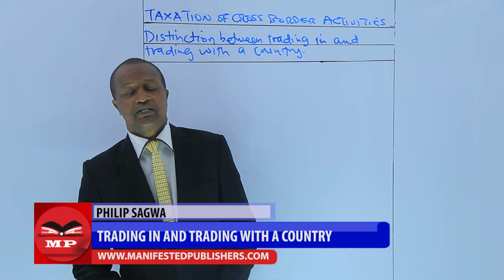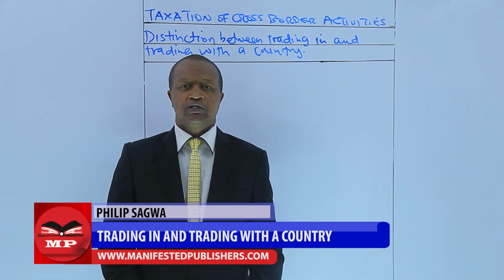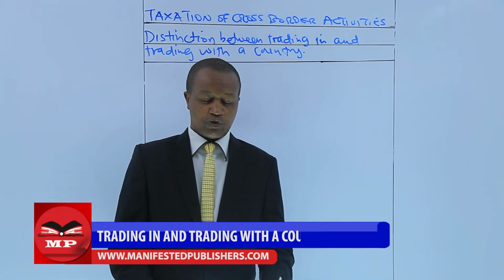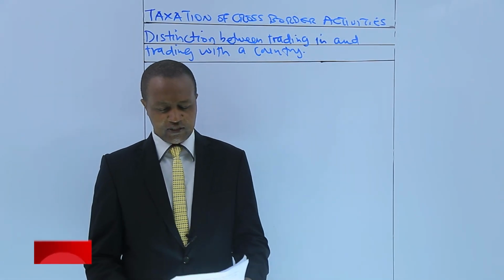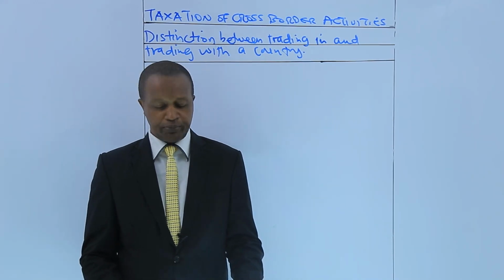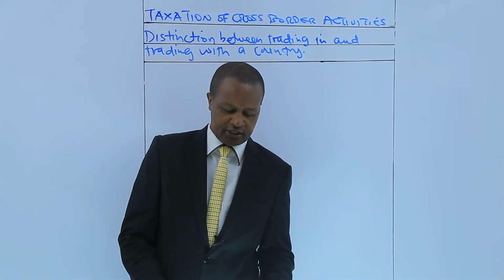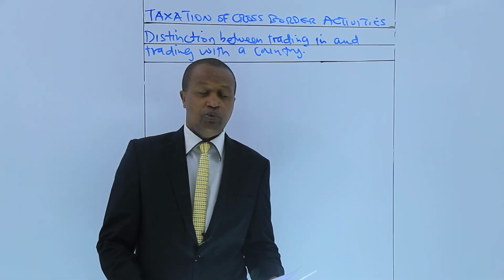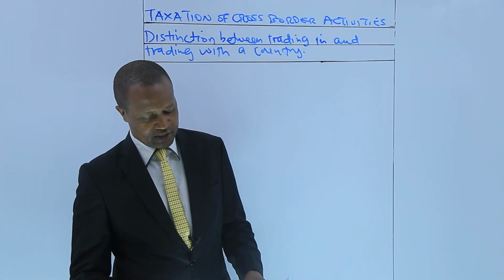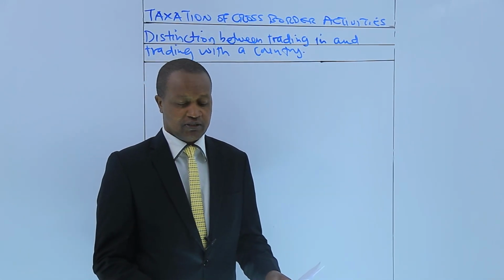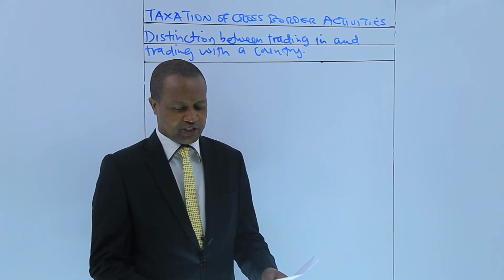The subject is advanced taxation. Today we're going to start on a new topic, taxation of cross-border activities. This topic is arranged in 10 subtopics. The first one is distinction between trading in and trading with a country. The second is double taxation agreements, theory, design, and application.